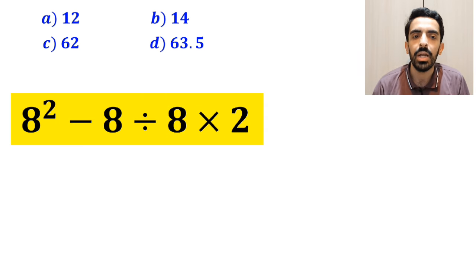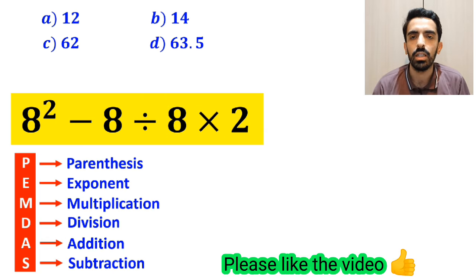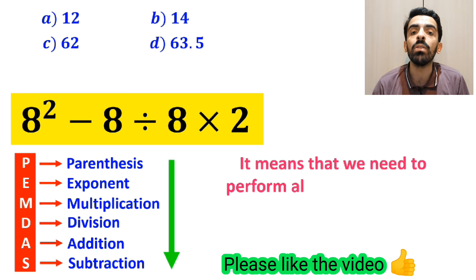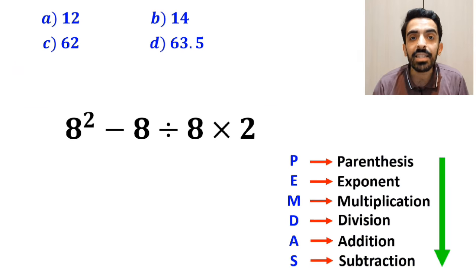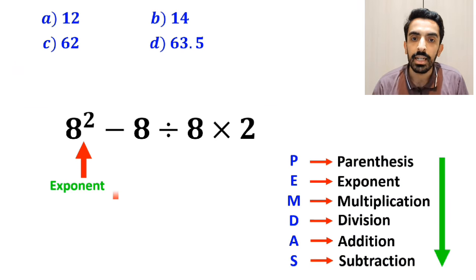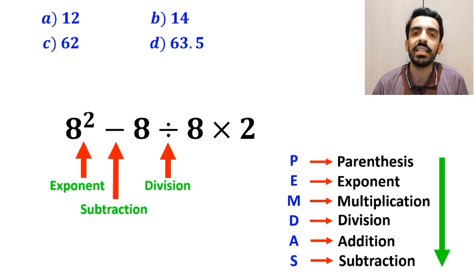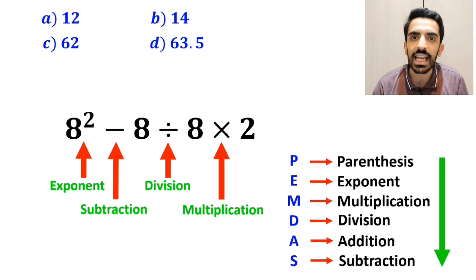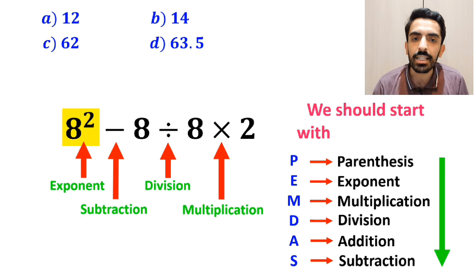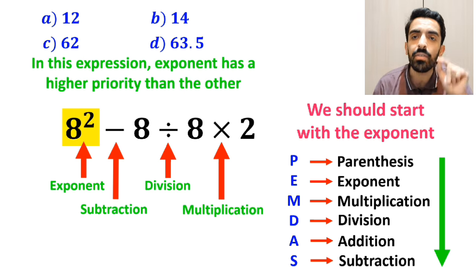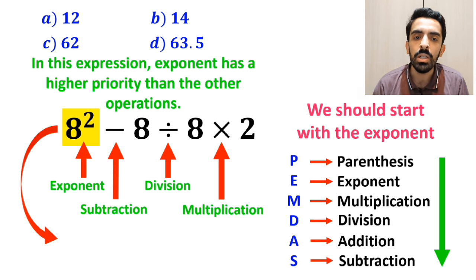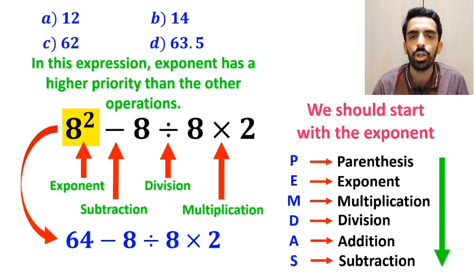To solve this problem, we must follow the PEMDAS rule. It means that we need to perform all the operations in order from top to bottom. Alright, as you can see in the image, in this expression, first we have an exponent, then a subtraction, followed by a division, and finally a multiplication. We should start with the exponent, because in this expression, exponent has a higher priority than the other operations. So, this expression simplifies to 64 minus 8 divided by 8 times 2.